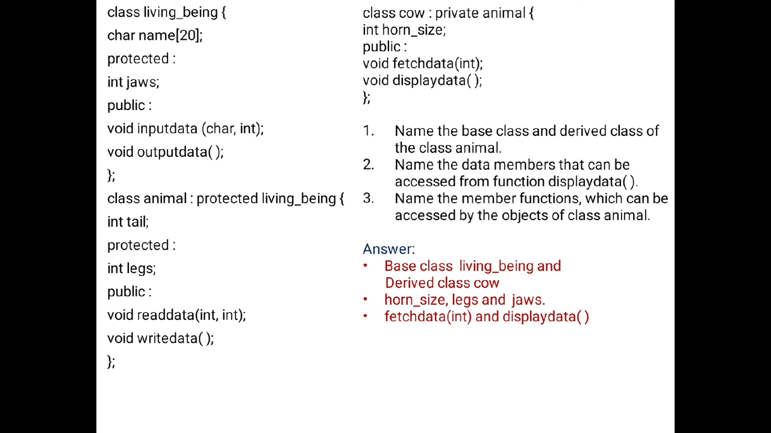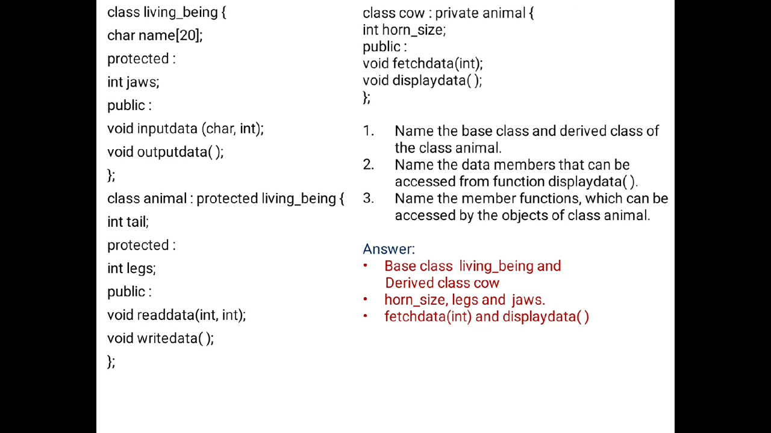Next question is, name the data members that can be accessed from the function display data. That is a member function that belongs to the class cow. So this display data can access the data member horn size, and then from the class animal, the protected data member legs, and from the class living being, the protected data member jaws. However, it cannot access the private data members, that is tail and name.